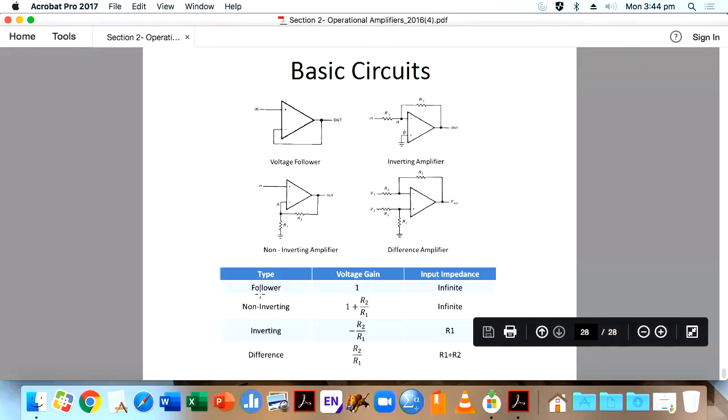Then the unity follower or voltage follower: gain is approximately equal to 1, and the impedance is infinity if you are using an ideal operational amplifier. Then non-inverting and inverting, which we all studied. So meantime, please hold on with the difference amplifier, which we will study later.